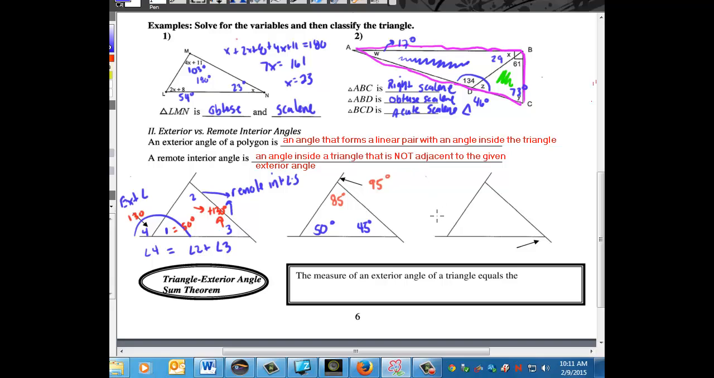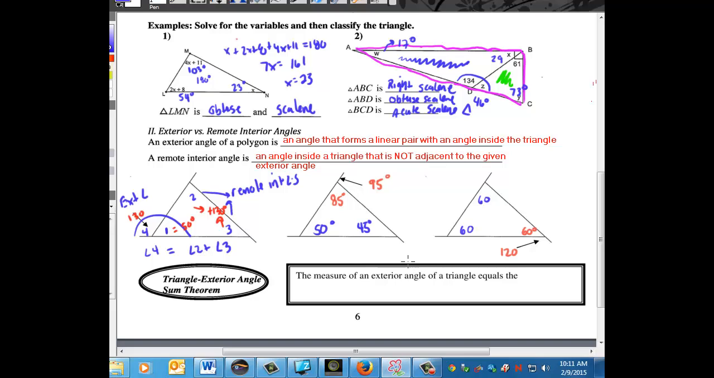Alright, then let's say that you were told that you had 60 and 60 here. You would then know that this angle on the exterior is 120, and this angle would then have to be 60 degrees. Okay, and again, you could work backwards on that.